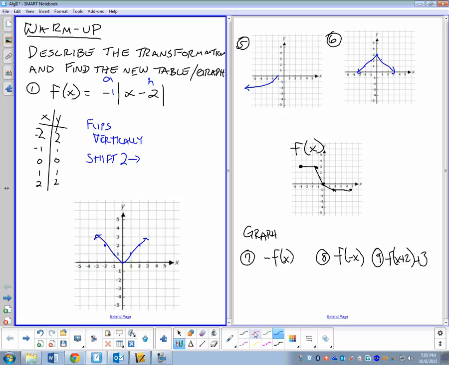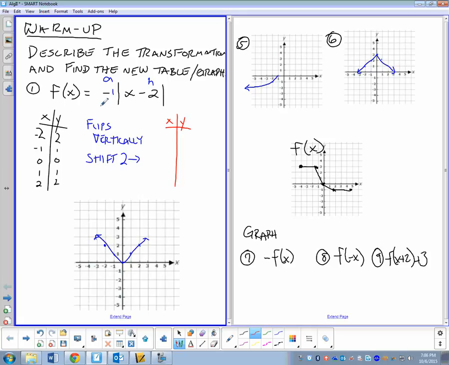Now, on the homework, I ask you to come up with a new table of values for this function. So we start with this, and we have to figure out how A and H not only change the graph, but how they change the table. Remember, whatever your A value is, you're going to multiply A by all of your Y values. If A flips my graph vertically, that means it's not going to change the X values, it's going to change the Y values of each of these points.